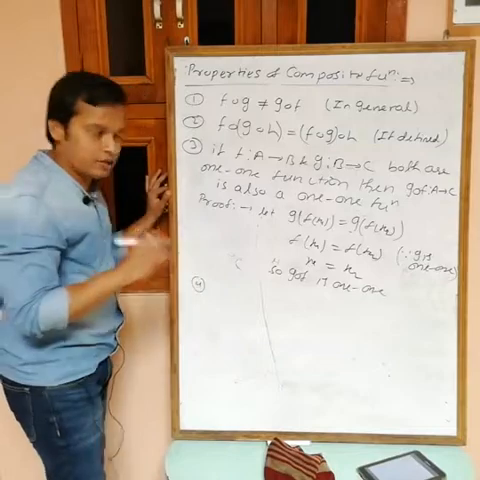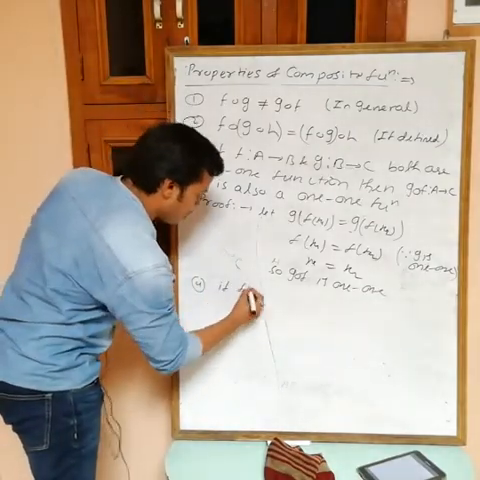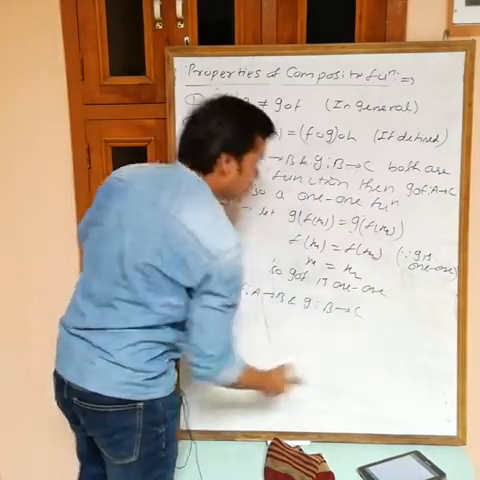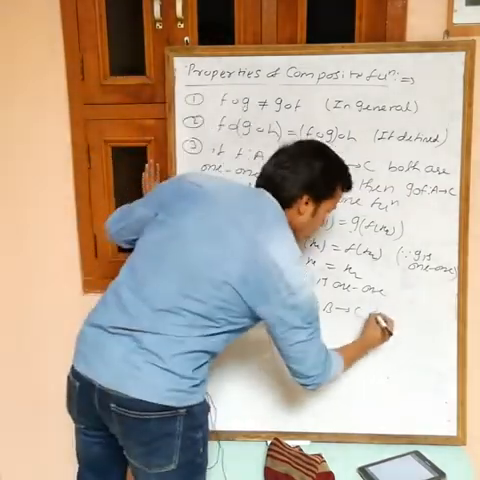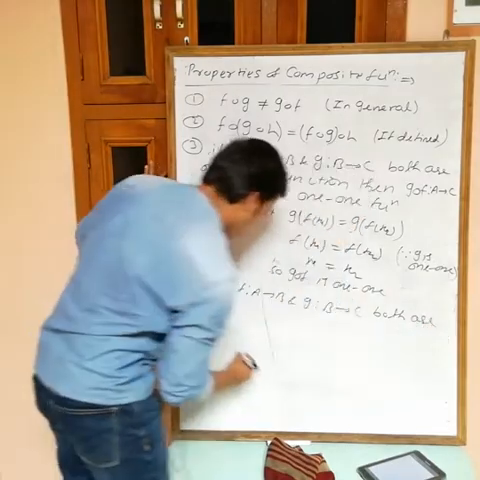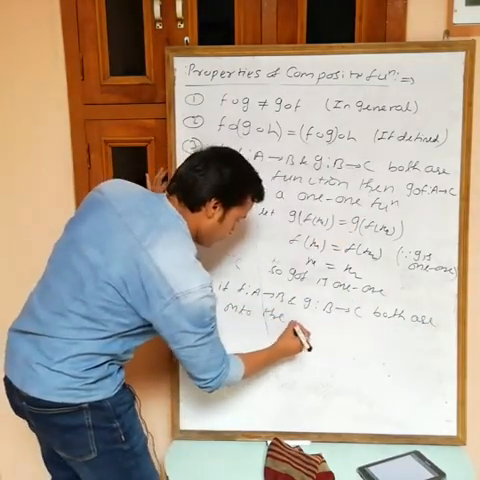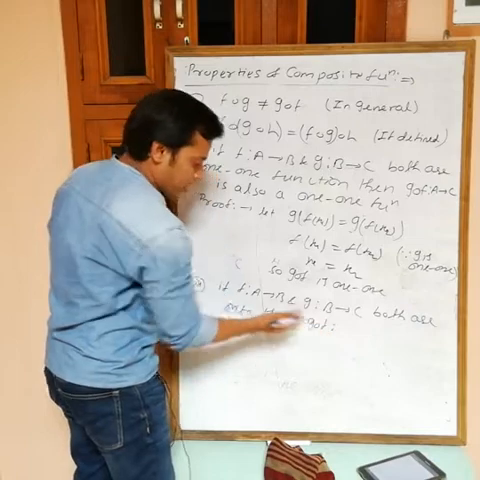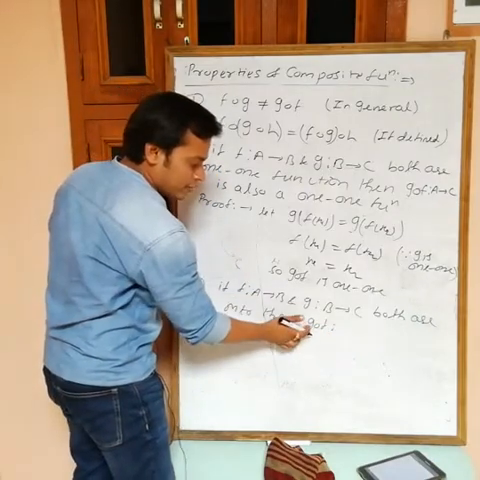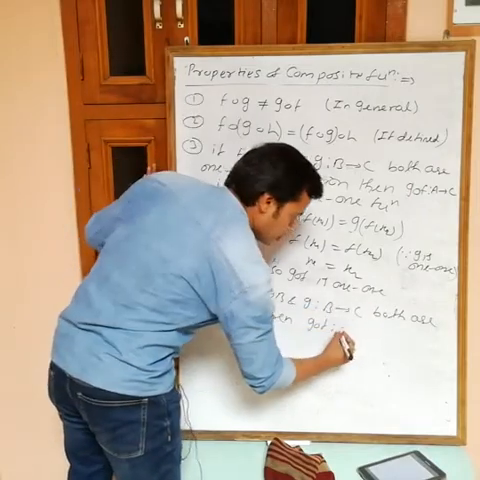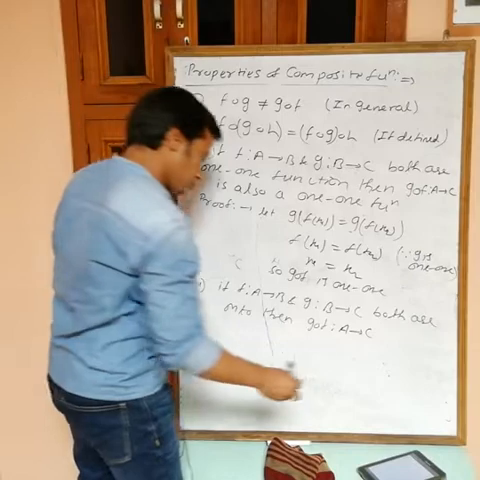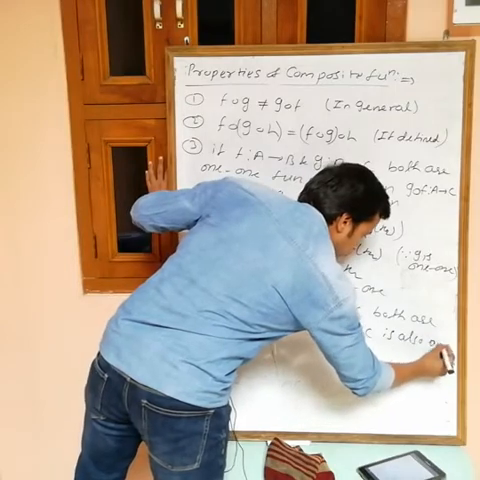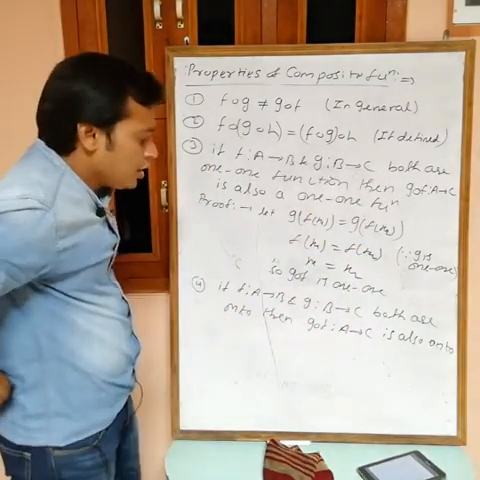Now the fourth one, similarly. If f from A to B and g from B to C both are onto, then again gof is defined from A to C, because the first value is received by f, and f can take values from A, and at the end the value is given by g, and g gives the value in C. So this is from A to C. gof is also onto. Okay, now again do the proof.